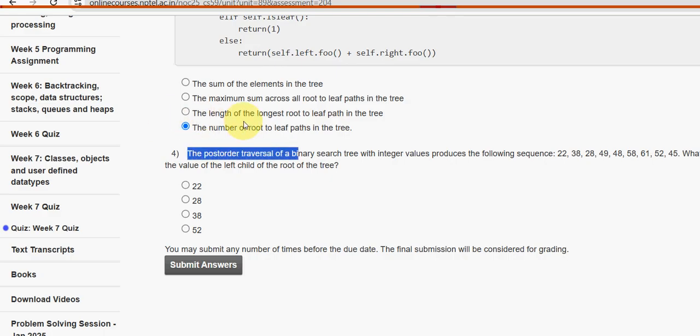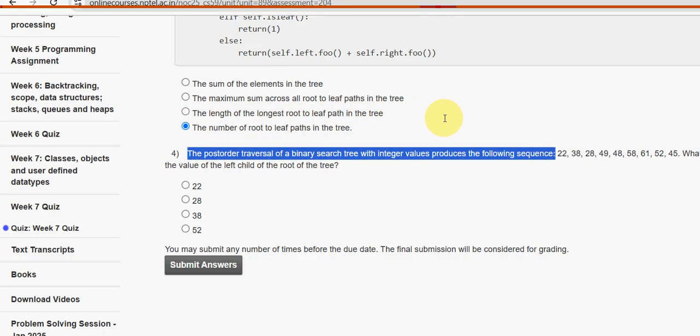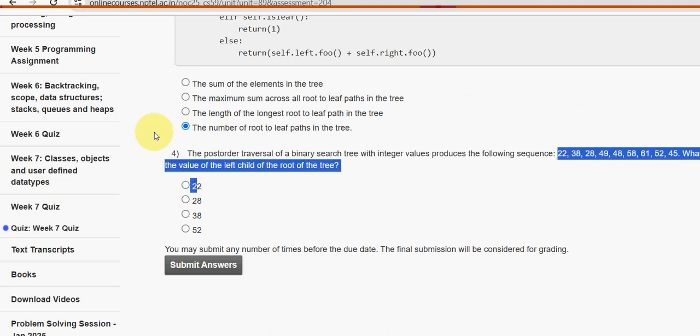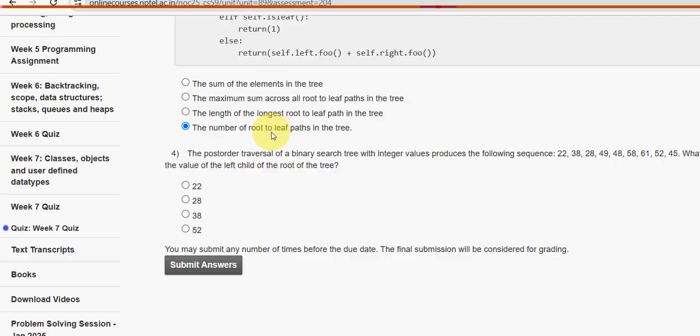The post order traversal of a binary search tree with integer values produces the following sequence: 22, 38, 28, 49, 48, 58, 61, 52 and 45. What is the value of the left child of the root of the tree? So for the fourth and final question, 28, second option is the probable solution. So friends, these are the most probable solutions for week 7 quiz assignment of the course Programming Data Structures and Algorithms using Python.